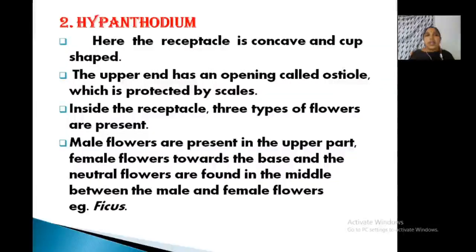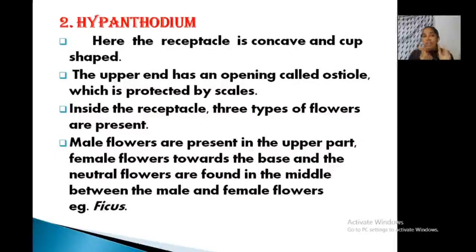Okay. Then, the next one is hypanthodium. That is also a special type, usually seen in figs. Fig, you know, like the fig tree. Okay. So, here what is the condition? The receptacle. You know what is a receptacle? Where the other floral parts are arranged. The receptacle is concave and cup-shaped. Clear? And it has an opening at the apex that is called the ostiole. Then, inside the receptacle, flowers are arranged. Okay.